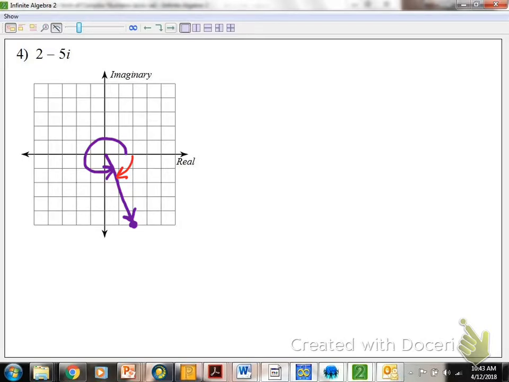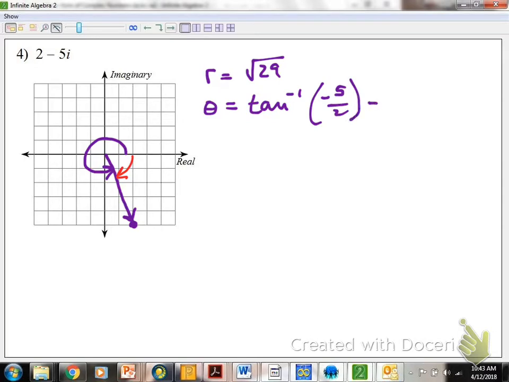All right. What'd you get for the radius, Miller? Okay. Daniel, what'd you get for the radius? Root 29. Square root of 29 is correct. All right. And theta, what do we get for theta? Inverse tangent of negative 5 over 2 would give us what? Negative 68.2.